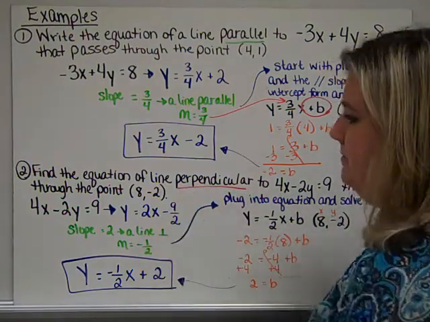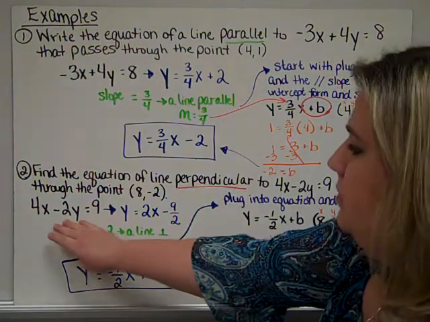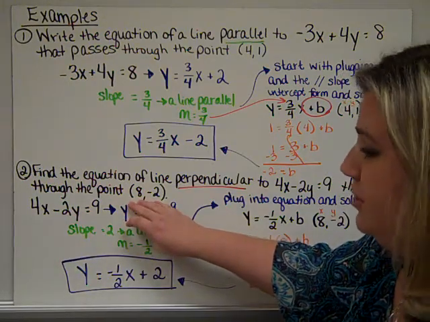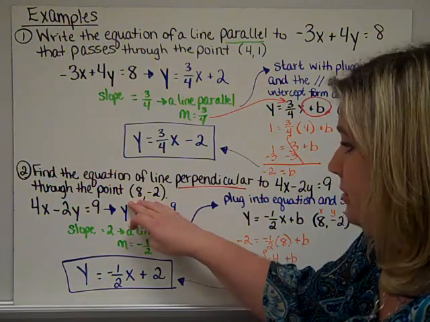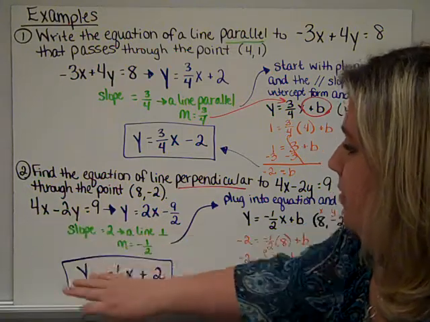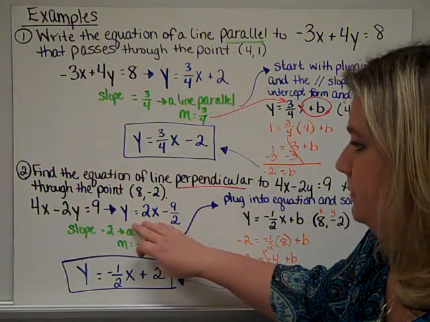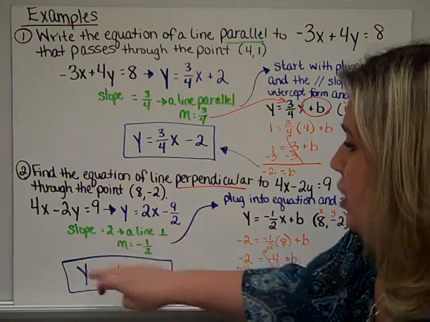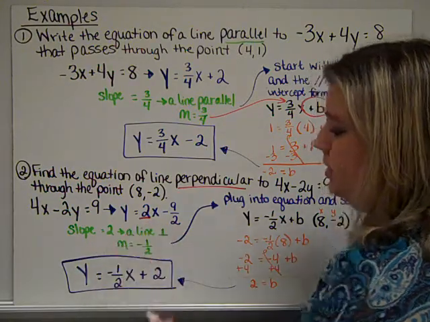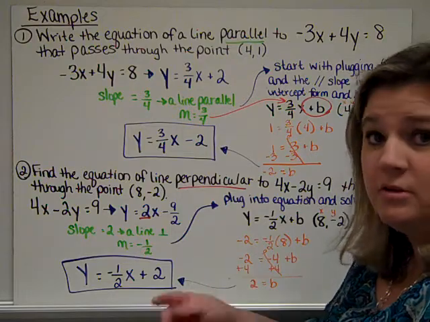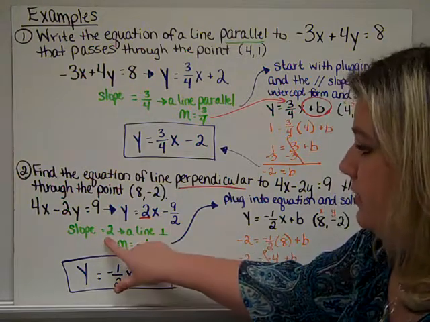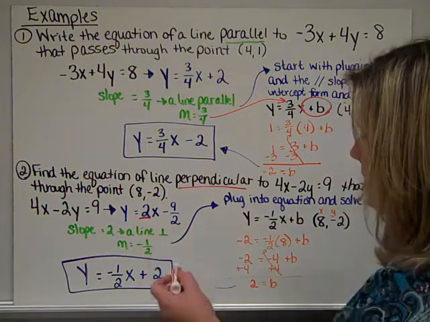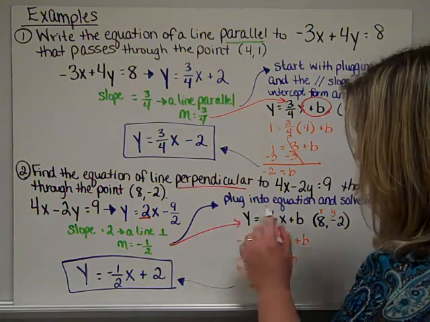Perpendicular. Okay, so here's my equation in standard form. The point that the perpendicular line is going through is 8, negative 2. So let's take this standard form and solve it in slope-intercept form. Y equals 2x minus 9/2. So the slope here is 2, but for the line that is perpendicular, that slope is the negative reciprocal of 2, which is negative 1/2.